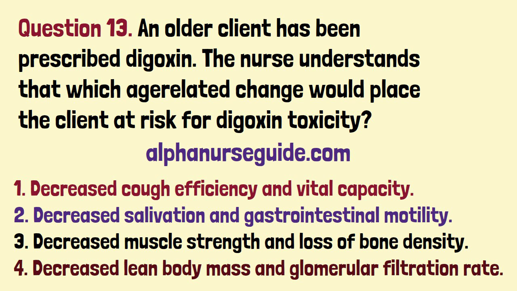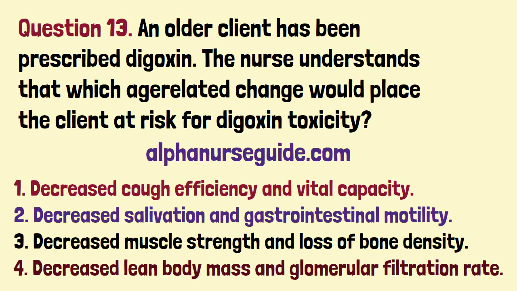Question 13. An older client has been prescribed digoxin. The nurse understands that which age-related change would place the client at risk for digoxin toxicity? 1. Decreased cough efficiency and vital capacity. 2. Decreased salivation and gastrointestinal motility. 3. Decreased muscle strength and loss of bone density. 4. Decreased lean body mass and glomerular filtration rate.